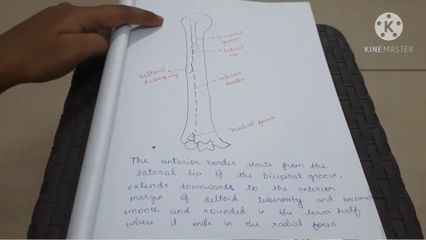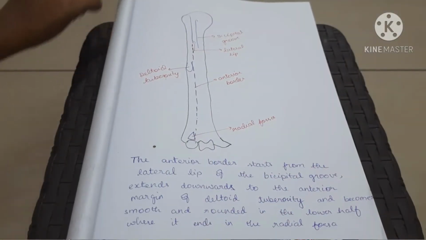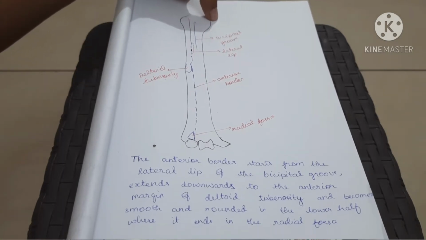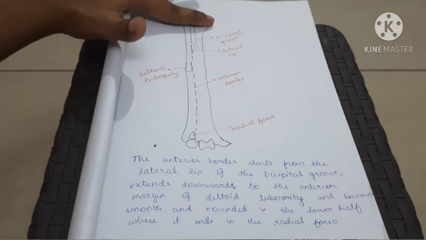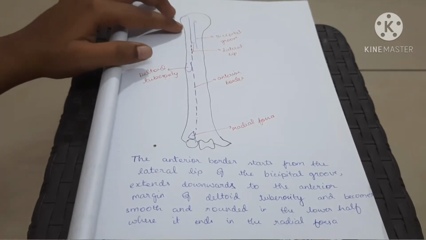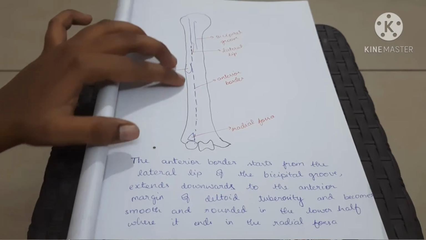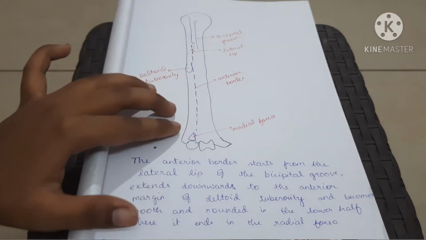This is the right humerus seen from the front. This is the head of the humerus. This part is the upper end, so this part completely is the upper end. And from here to here, it is the shaft of the humerus. And this part is the lower end.